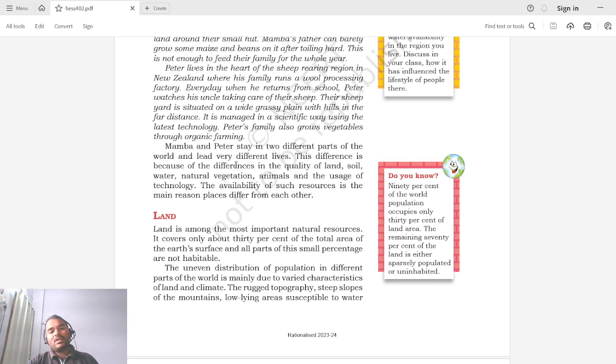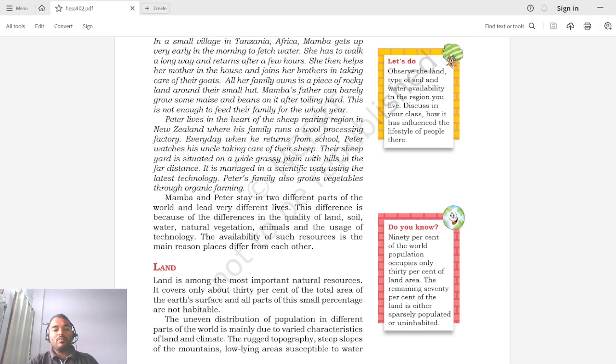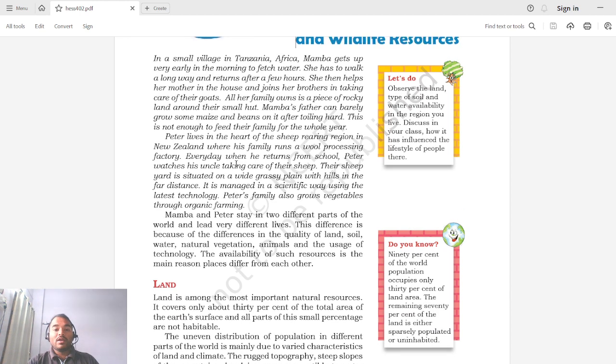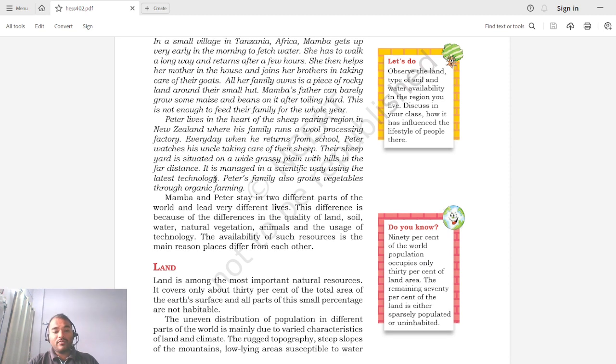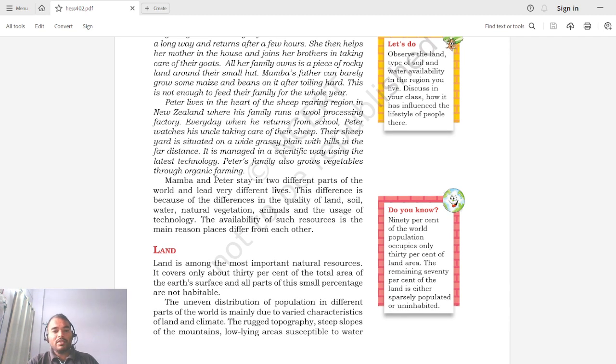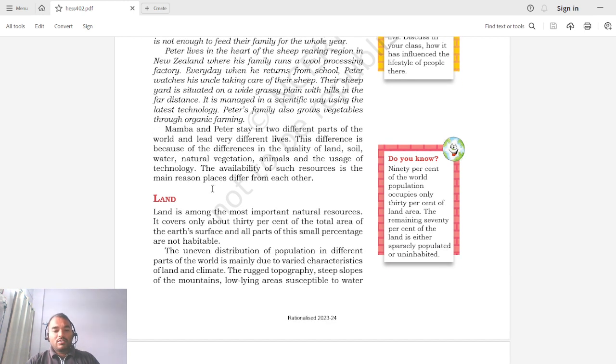So if you go back to the case of Peter and Mumba, where would people prefer to live, a small village in South Africa or a small village in New Zealand? Obviously we would prefer New Zealand, because the resources required for day to day activities are readily available there, right? So the uneven distribution of population in different parts of the world is mainly due to varied characteristics of land and climate.